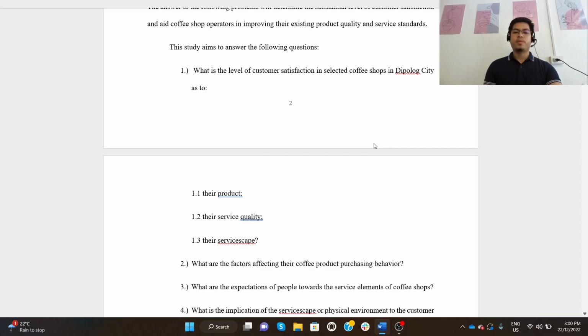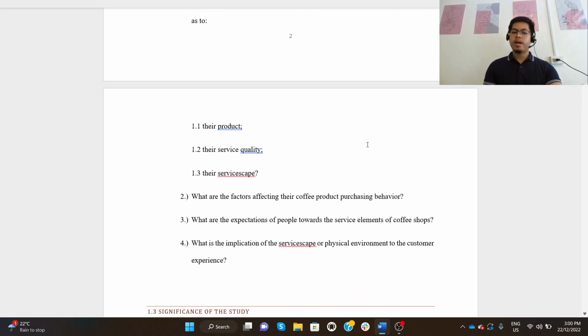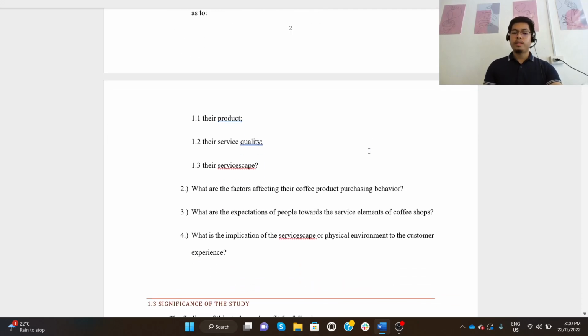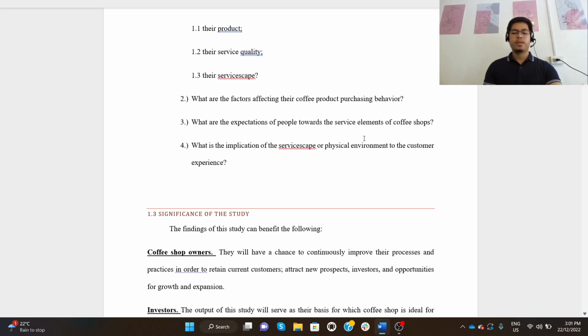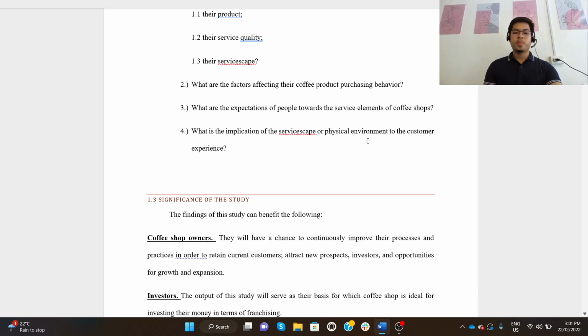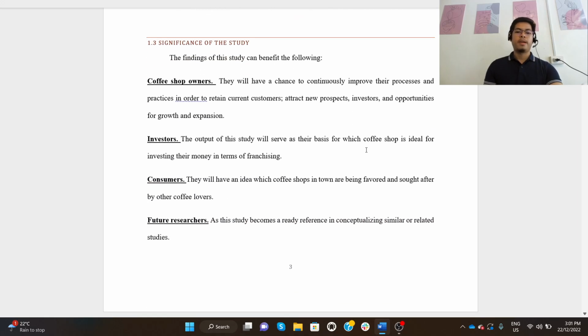First, what is the level of customer satisfaction in selected coffee shops in the Pollock City as to their product? Second, their service quality and their servicescape. Second question, what are the factors affecting their coffee product purchasing behavior? Third, what are the expectations of people towards the service elements of coffee shops? And lastly, what is the implication of the servicescape or physical environment to the customer experience?